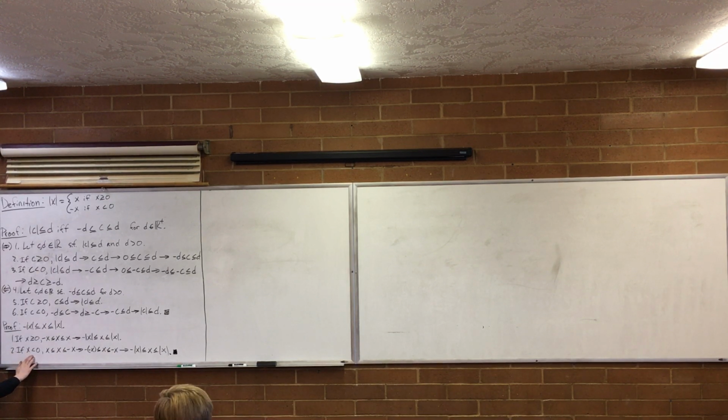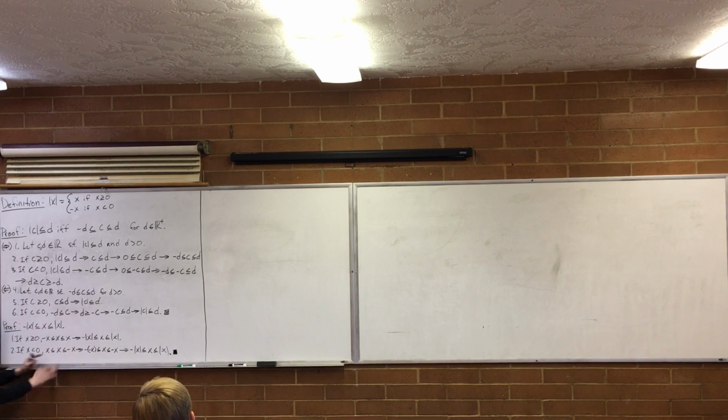Alright, next case. If x is less than 0, then we're going to have x is less than or equal to negative x, right? Because now this is positive and this is negative. If x is a negative number, then negative x is a positive number. Positive greater than or equal to negative. And then this part of the inequality, once again, is obvious. They're equal to each other. So this is the only part that you need to make sure you understand. Then you get the whole thing.